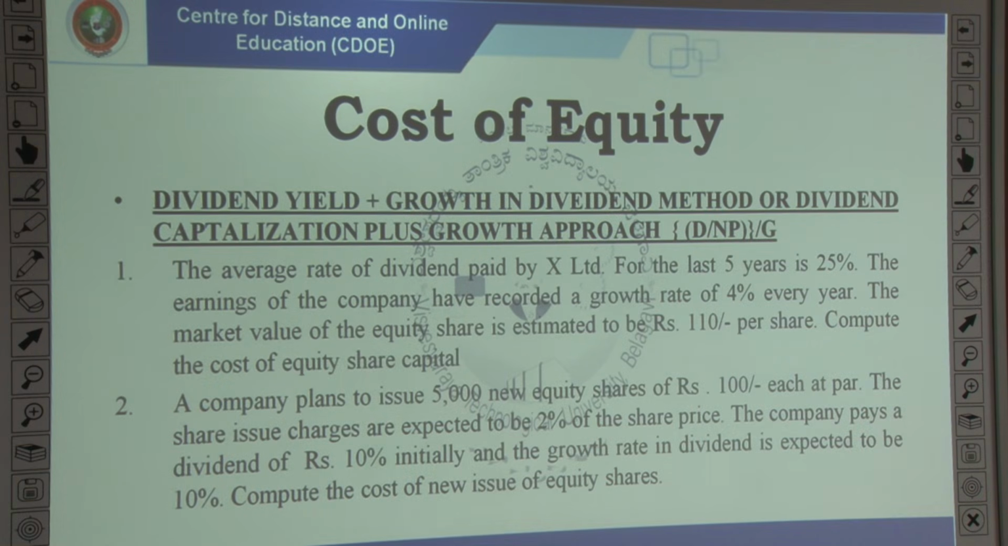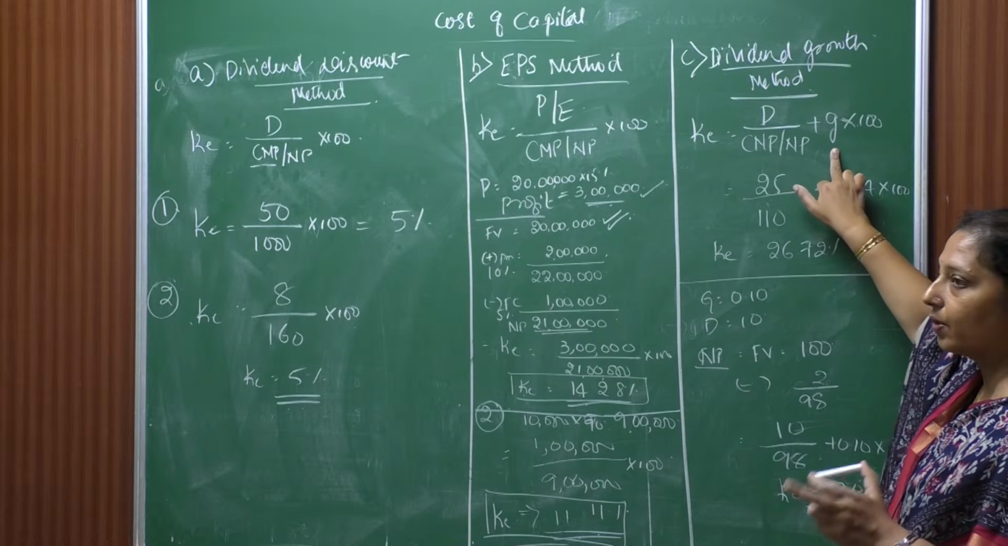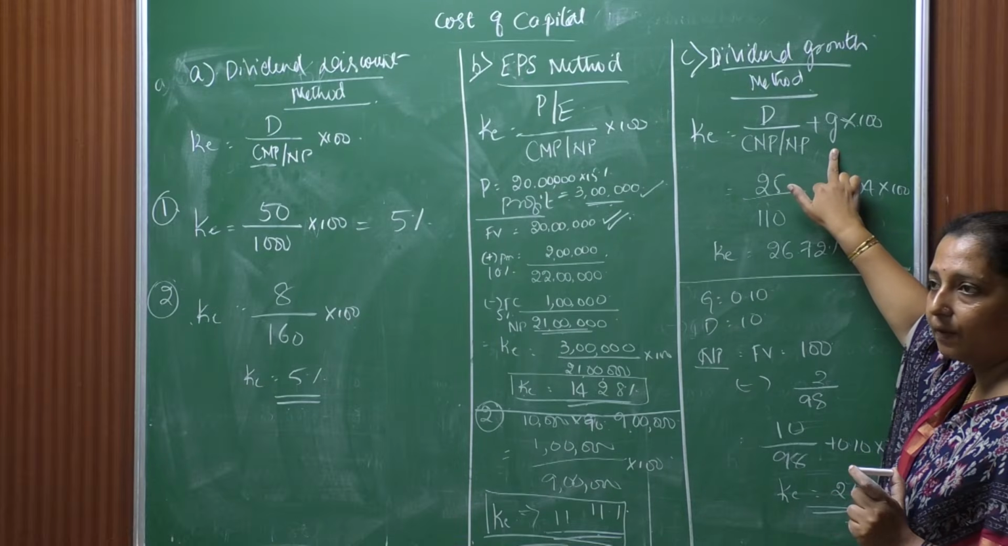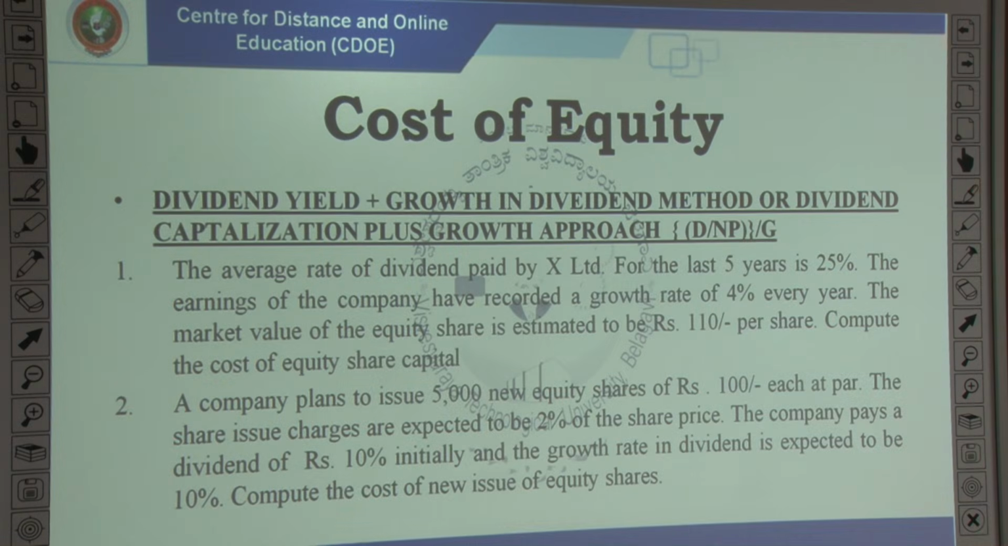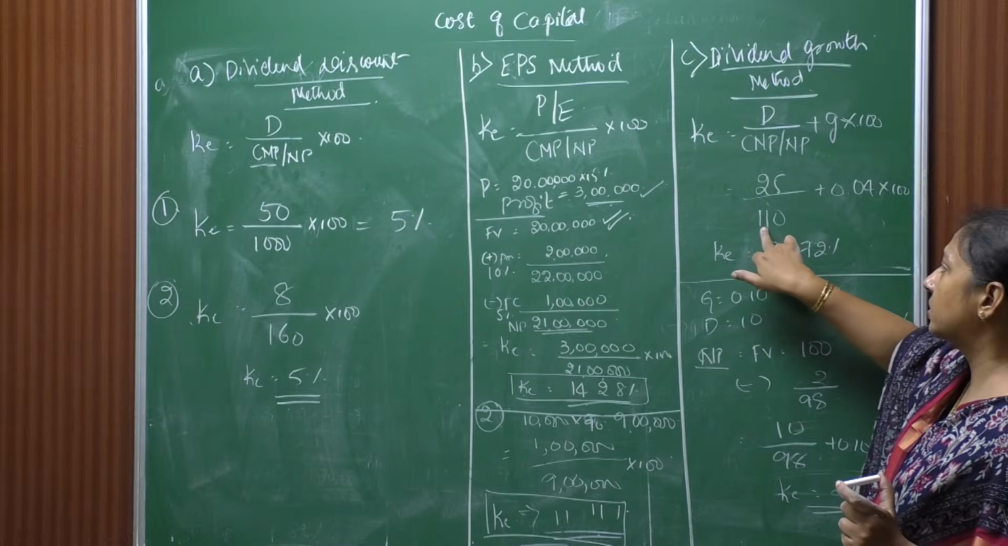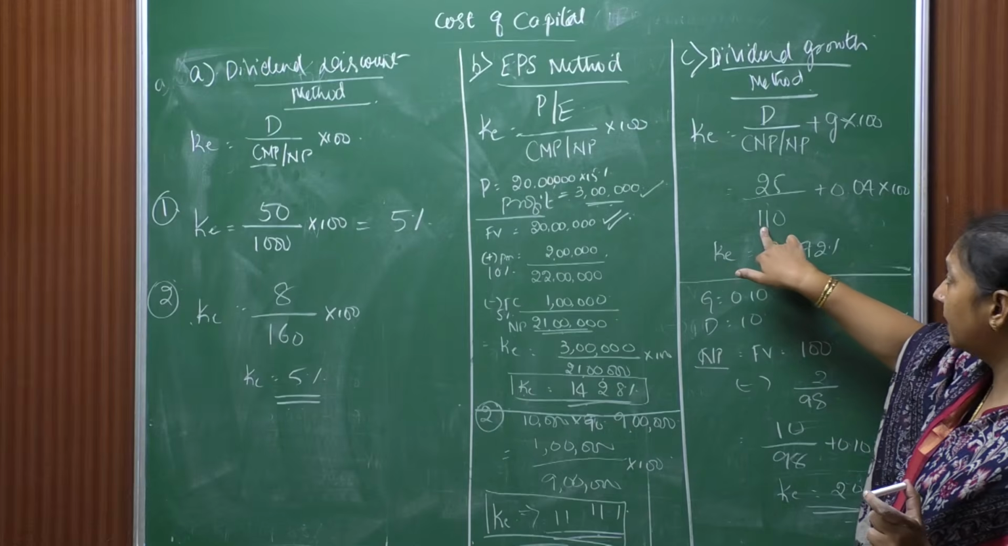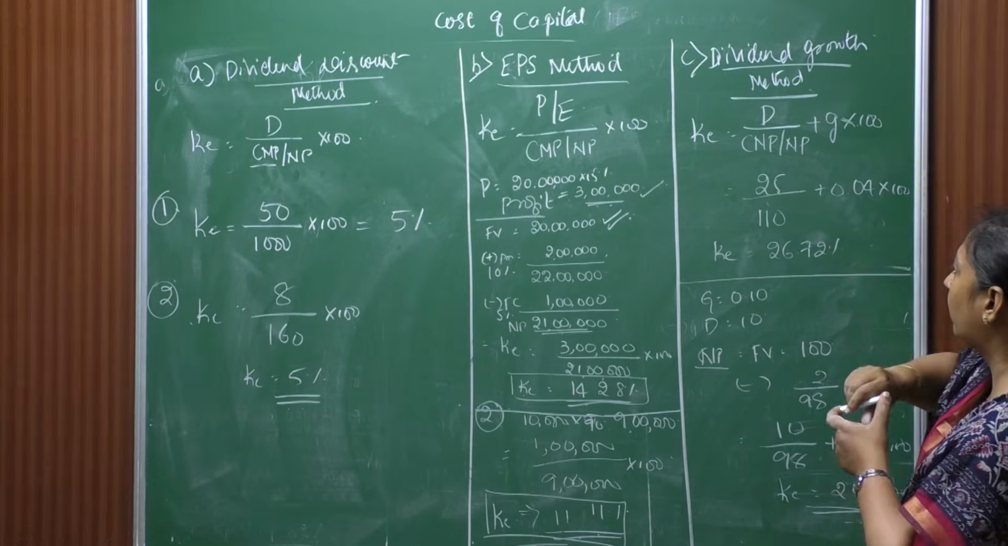The profit has been increasing at a record of 4% every year. G, the growth rate, stands for 4%; 4 divided by 100 gives you 0.04. The market value of the equity share is estimated to be 110 rupees per share. So the current market value is 110 rupees, and the growth rate is 0.04.